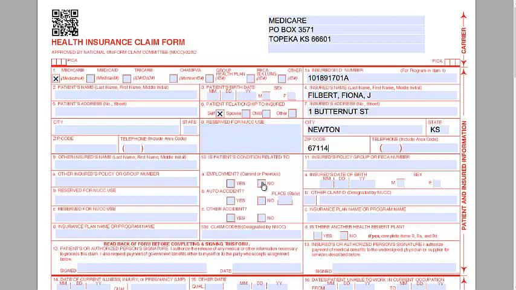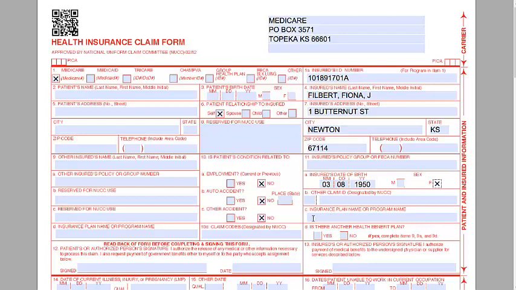Item number 10 is where we indicate if the patient's condition is related to employment, to an auto accident, or to another accident. So we need to fill this out on a Medicare claim. Item number 11 is where we put in the insured's policy group number or the FECA number. With Medicare, you should not ever have to put anything in item number 11. Item number 11A is where we put the patient's date of birth. And we indicate their sex. We fill that out. Item number 11B is left blank.